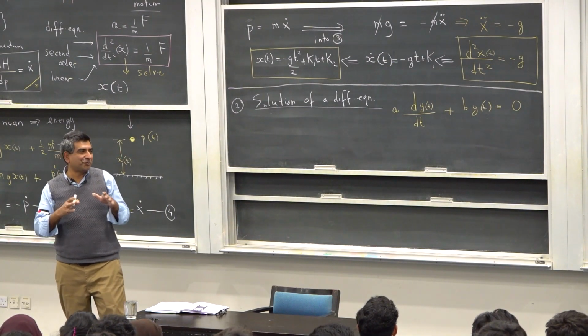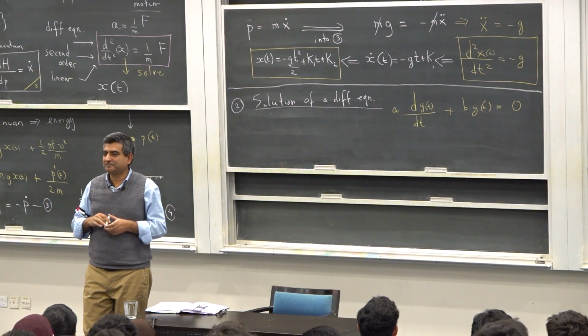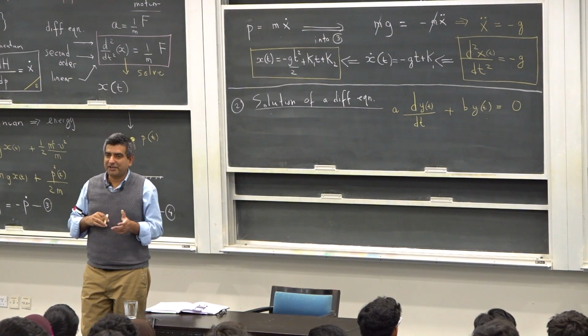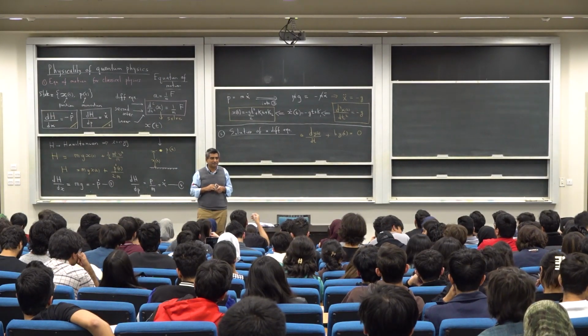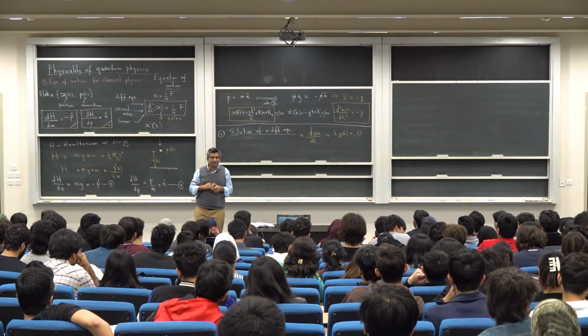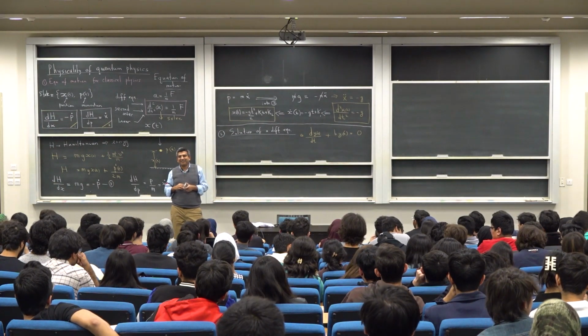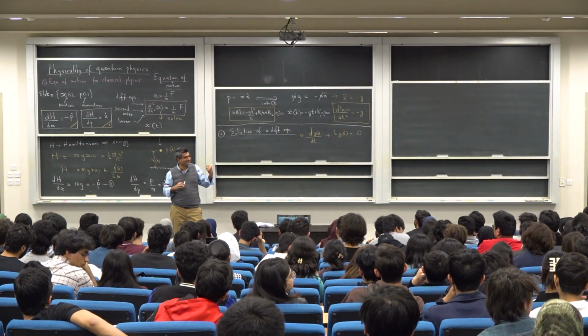So what should the solution of this equation look like? Straight line, sloping line, straight line. Let's see. Any takers to this question?